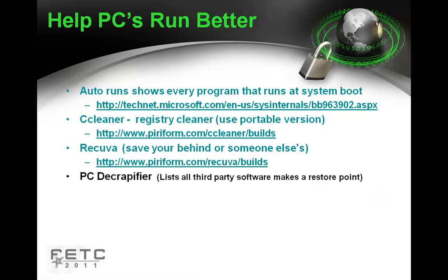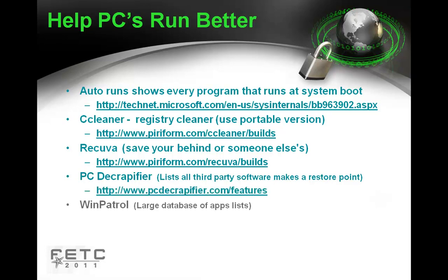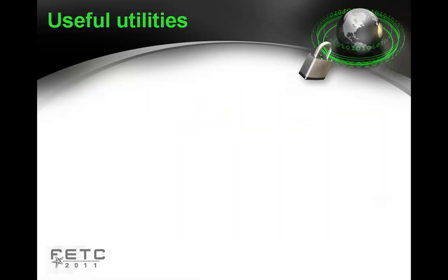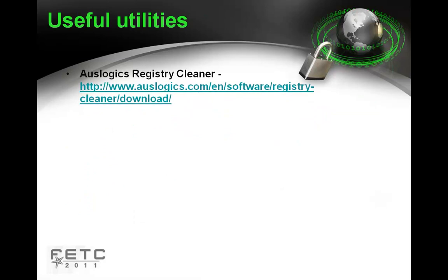PC Decrapifier lists all third-party software and makes a restore point, so if you accidentally delete something, you can go back and restore it. WinPortal has a large database of apps, so you actually know, if I uninstall this particular DLL or this service, what does it go to? Oh, it goes to this. I need that. So it does a really good job of telling you what something is before you get rid of it.